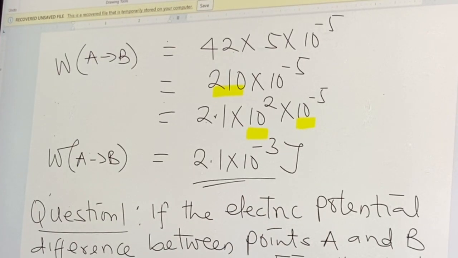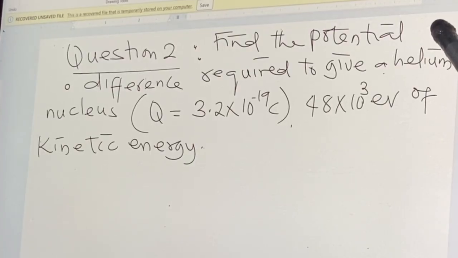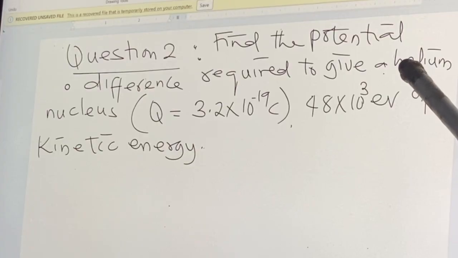So let's solve question 2 here to understand this perfectly. Question 2, please. Let's solve question 2 here. Question 2, they said, find the potential difference required to give a helium nucleus.